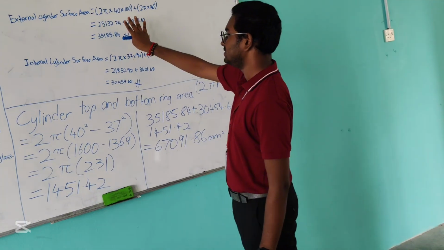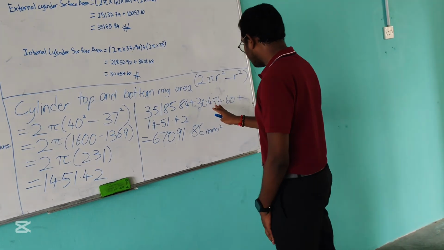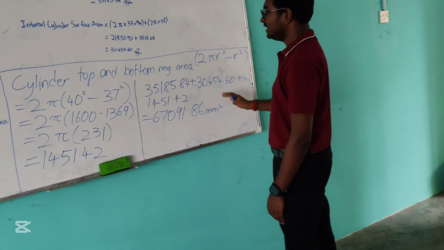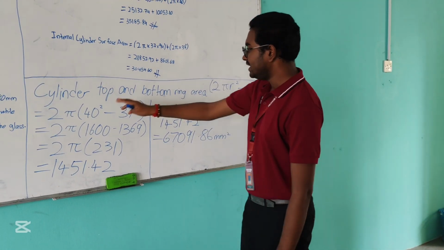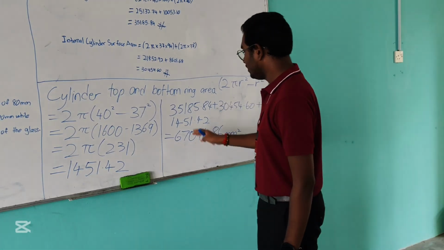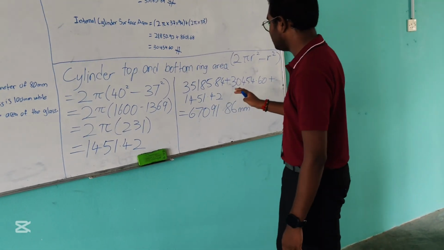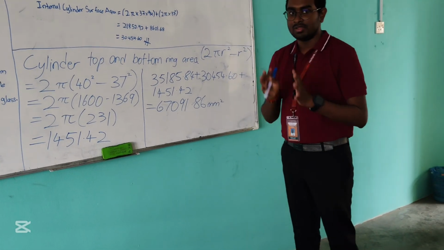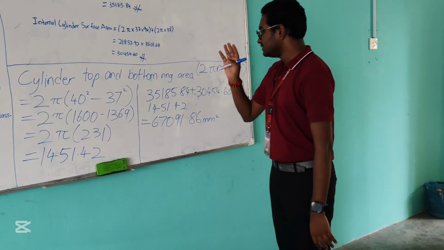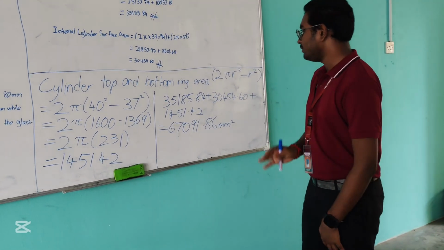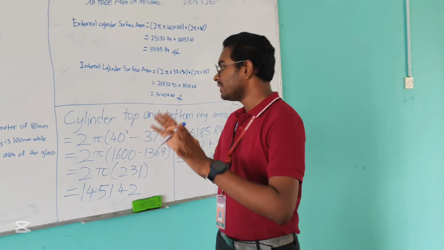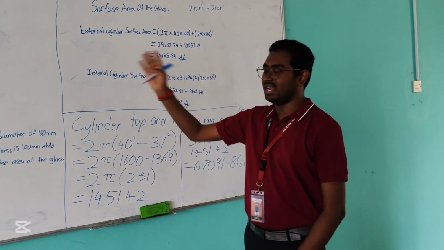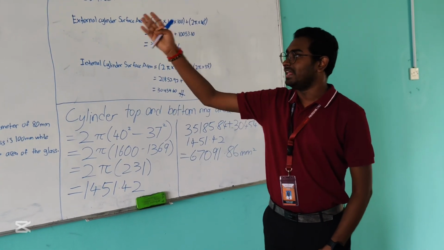So it will come to 35,185.84, that is the external cylinder surface area, plus 30,454.60, that is the internal cylinder surface area, plus the cylinder top and bottom ring area, 1451.2. So the total will be around 67,091.86 millimeter. That is the total surface area of the glass shown in the diagram.